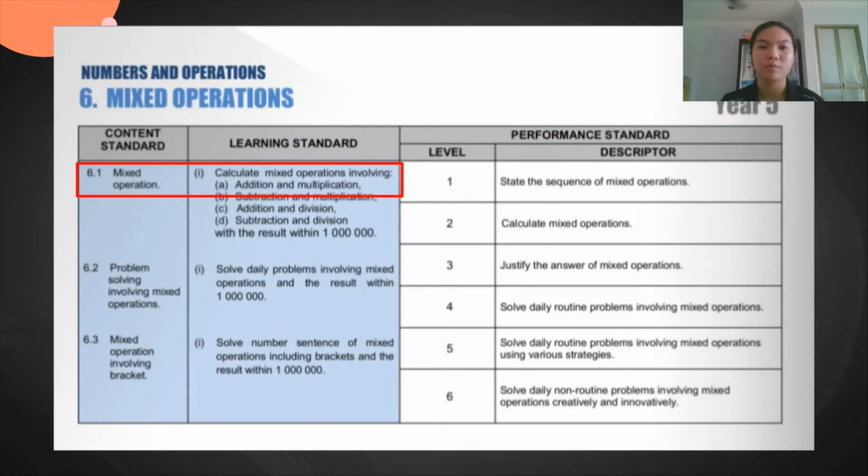So our group chose the topic based on the DSKP of year 5 and the content standard that we use is mixed operation. You can see in this picture. And for the learning standard, we only choose the first one, which is calculate mixed operation involving addition and multiplication.